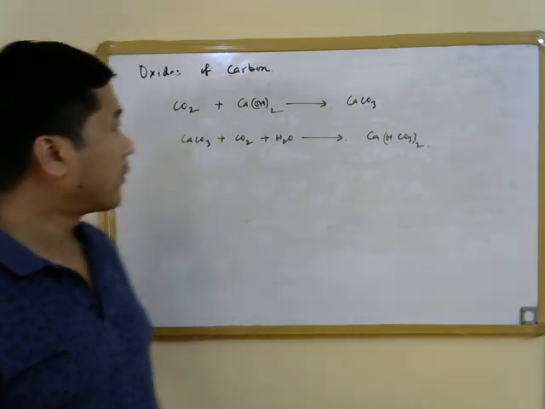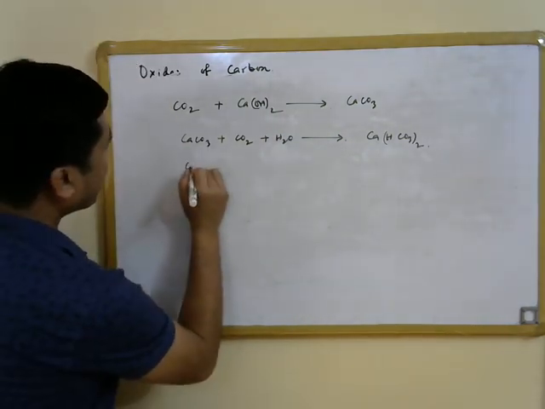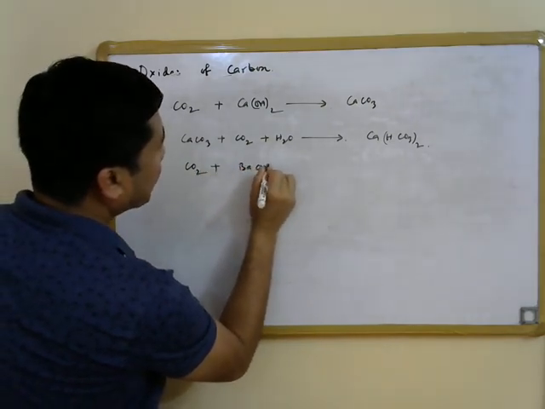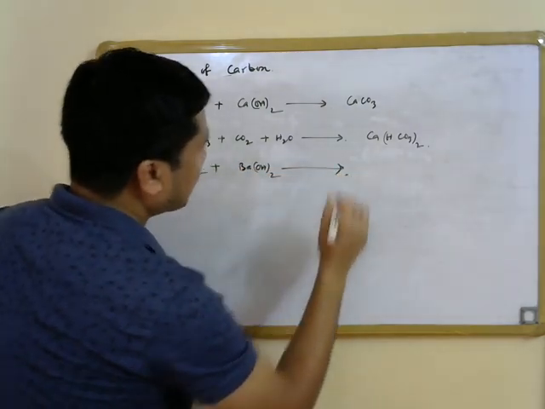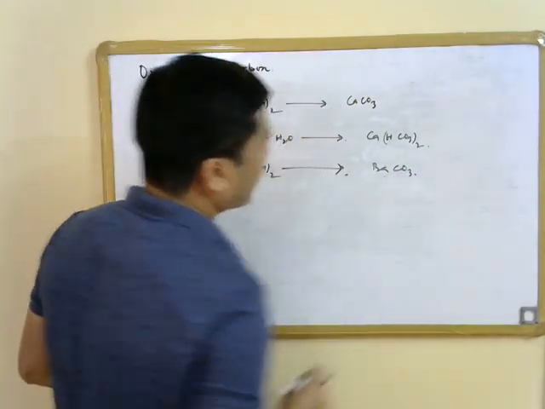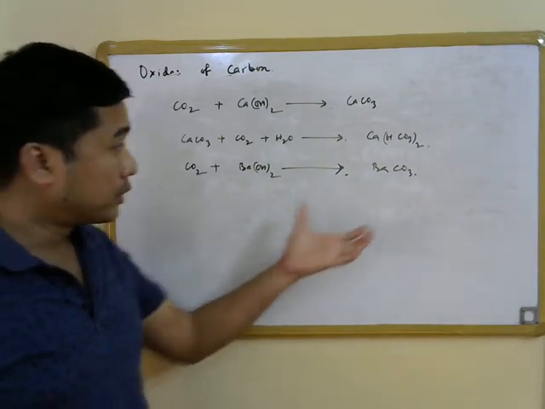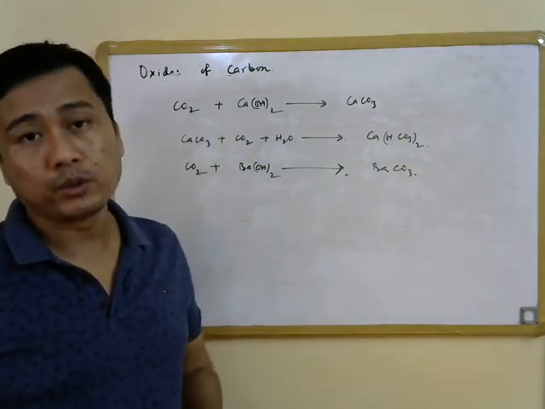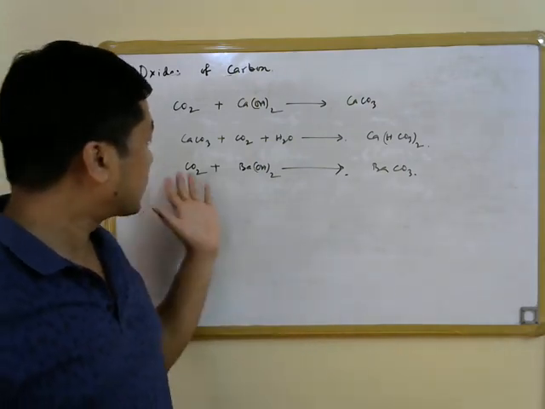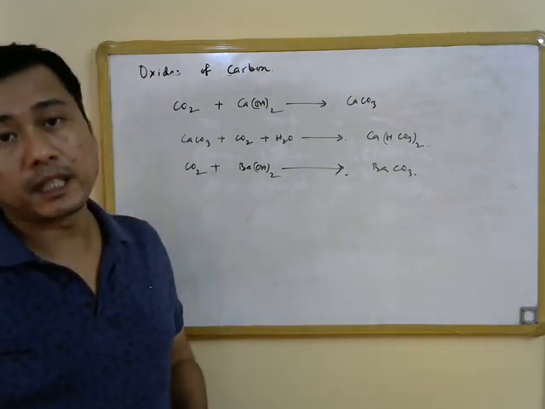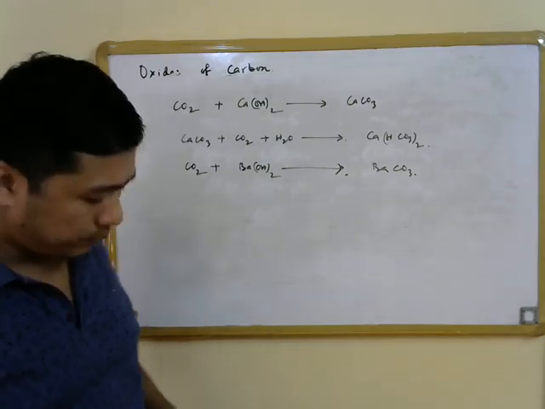Apart from these, one can also pass the carbon dioxide gas through beryllium hydroxide solution, and that is going to again give us a white precipitate of beryllium carbonate, and that also can be used as a method for detection of carbon dioxide.